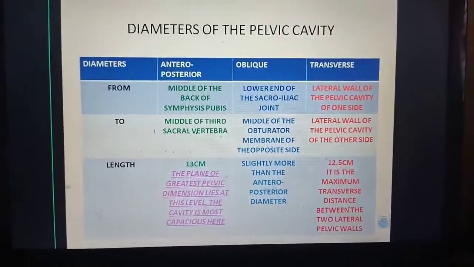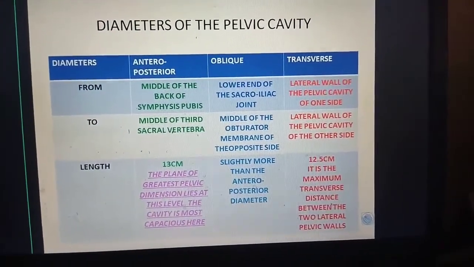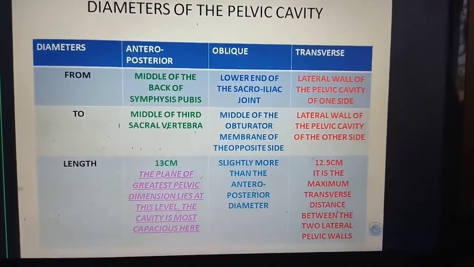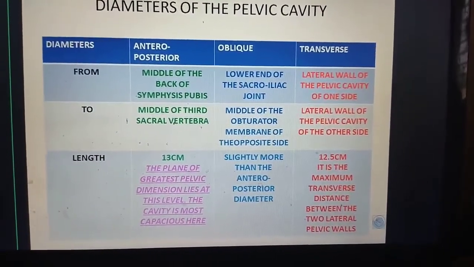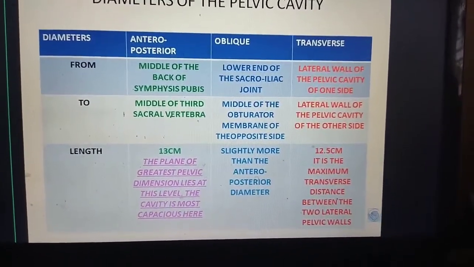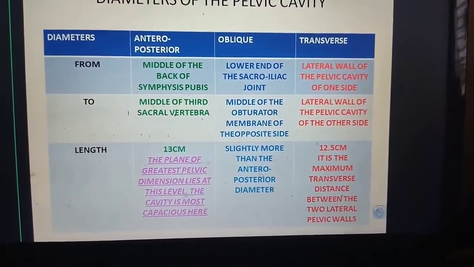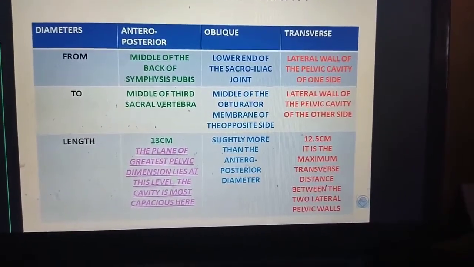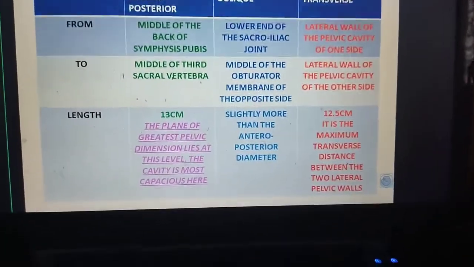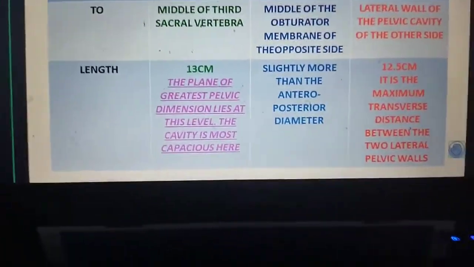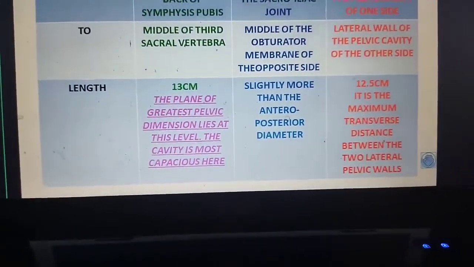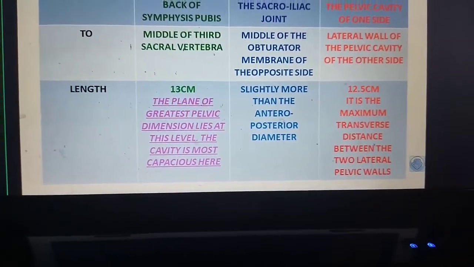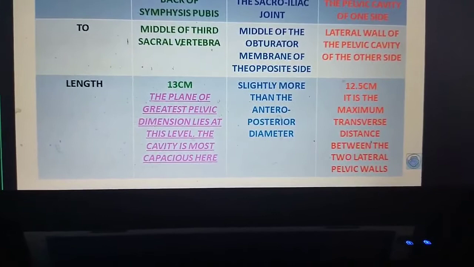Diameters of the pelvic cavity. After the inlet, we reach the pelvic cavity. The anteroposterior diameter is measured as the distance between the middle of the back of the symphysis pubis and the middle of the third sacral vertebra, the pelvic surface of the middle of the third sacral vertebra. It is about 13 centimeters and the plane of greatest dimension lies at this level, and the pelvis is most capacious here.